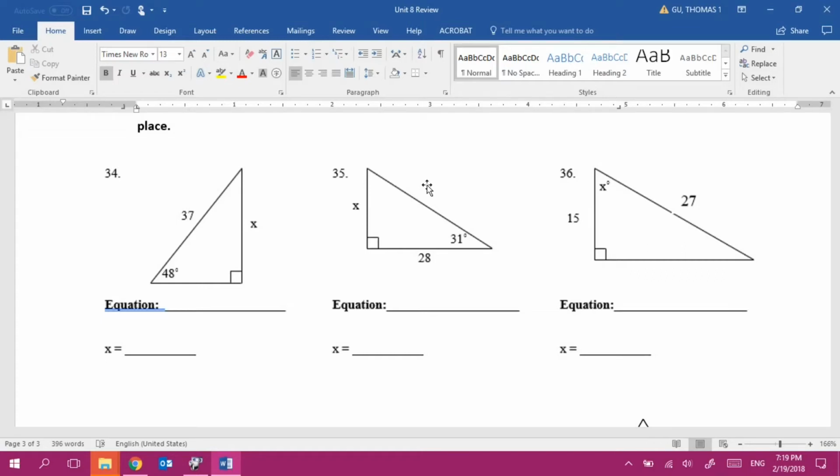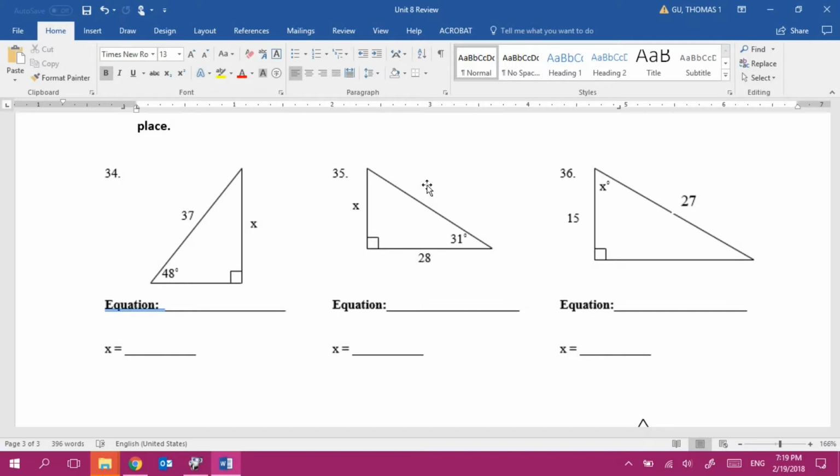So 34 through 38, we're almost done here, are finding a missing side or finding a missing angle, and you need to set up the equation yourself. So I will do one example where we're finding the missing side, and then I'll do one example where we're finding a missing angle. So first, let's start off with finding the missing angle.